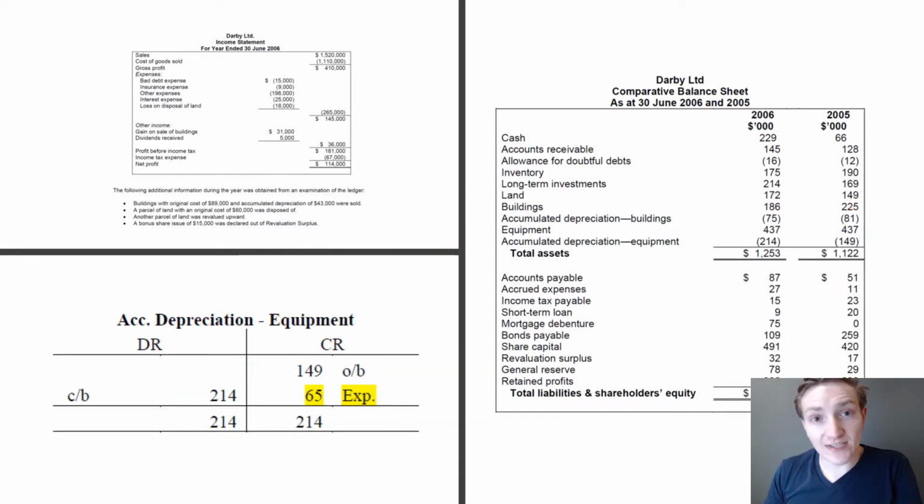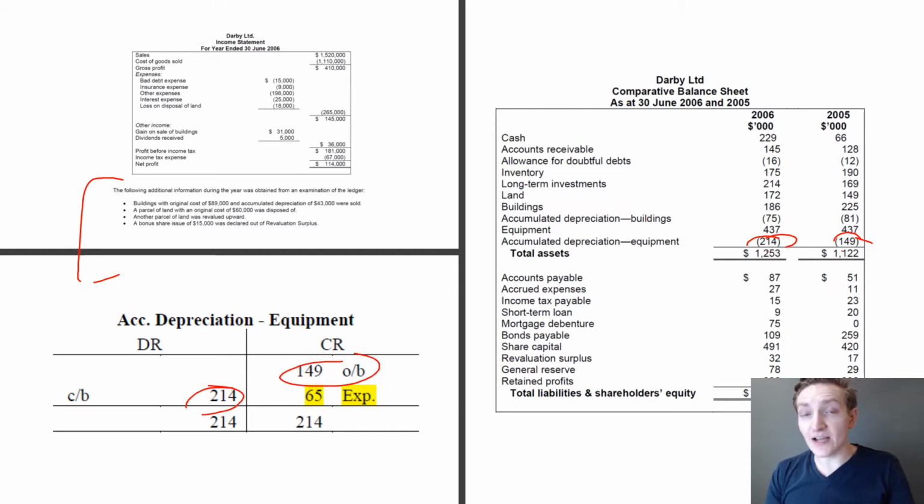We can then do a similar approach to look for depreciation expense for the equipment. So it starts off at 149 and ends at 214. Now here, if you look at the notes, no equipment was ultimately sold. Therefore we put into our T account, opening 149, closing 214, which therefore implies that the depreciation expense must be 65, i.e. 214 minus 149.